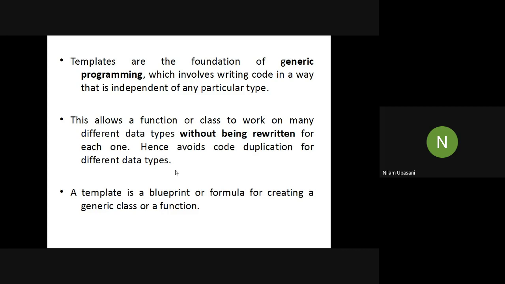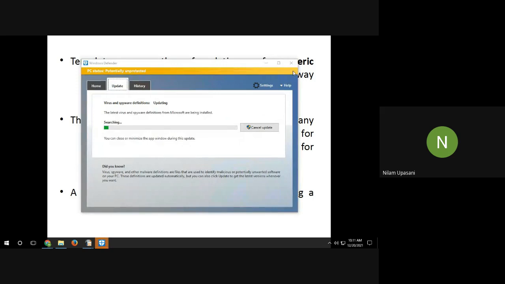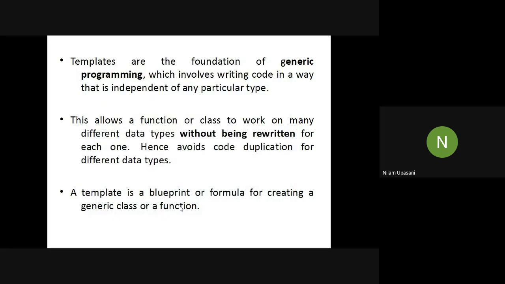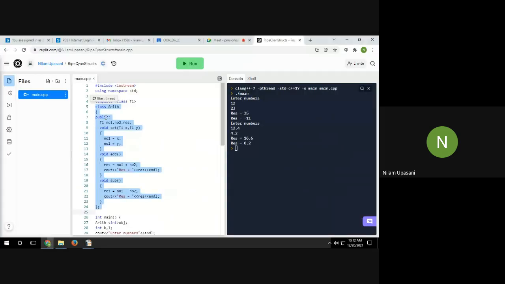So we are trying to avoid duplication over here. A template is a blueprint or formula for creating a generic class or function. You can say format or formula, or skeleton kind of thing, blueprint. Today we have seen a generic class. Later on we'll also see how to create a generic function. Here also we are using a generic function, this is a generic function, and this entire class is a generic class.